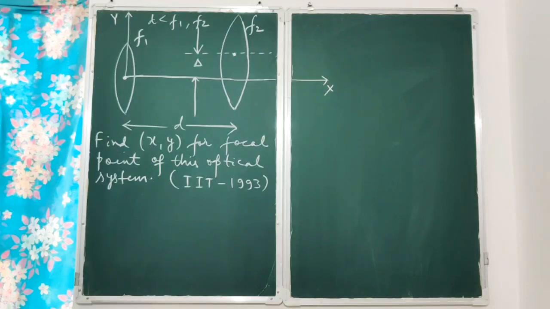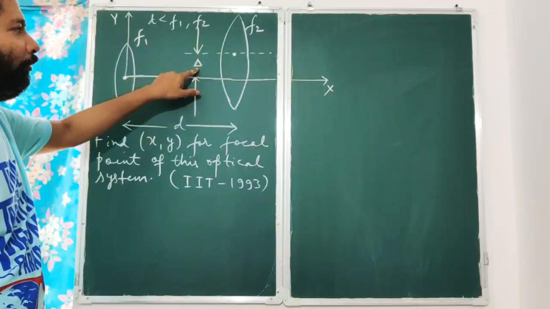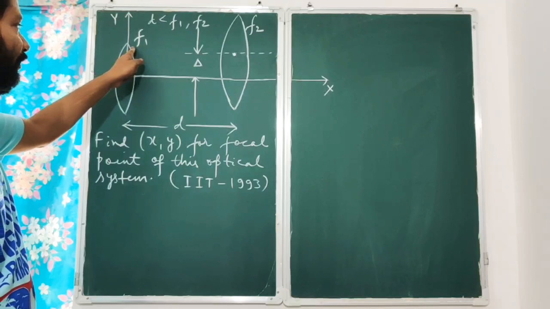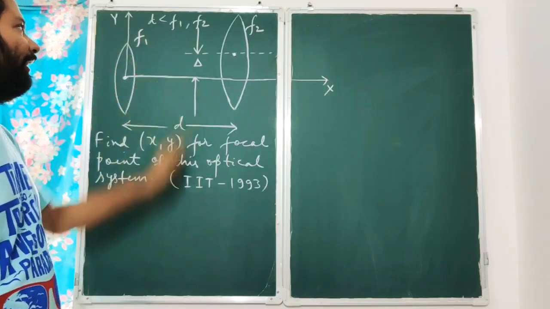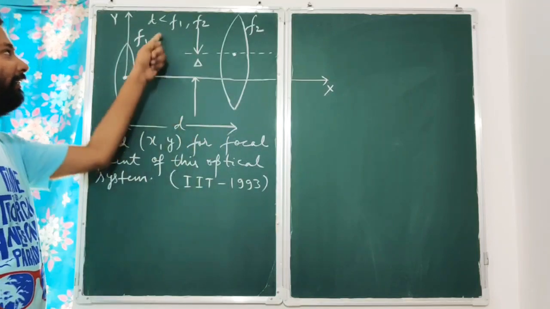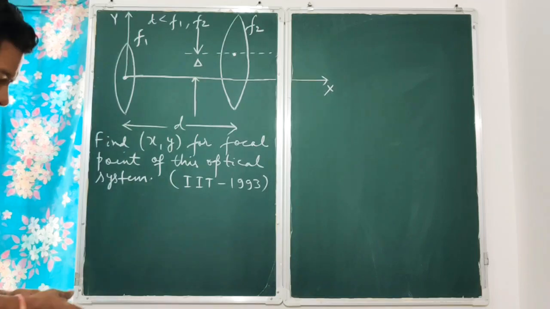So as you can see, there are two lenses. The optical center of these two lenses has been displaced by a small amount delta. The focal length of each of these lenses has been given as f1 and f2. The distance between the lenses is d, and d is less than f1, f2. So they are asking us to find out the xy coordinate for the focal point of this optical system.